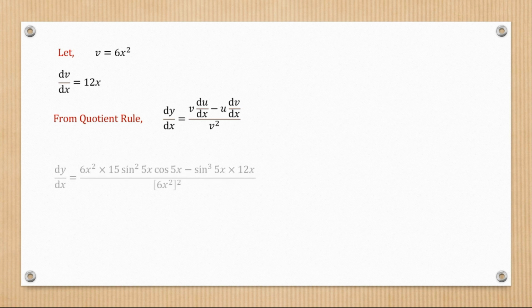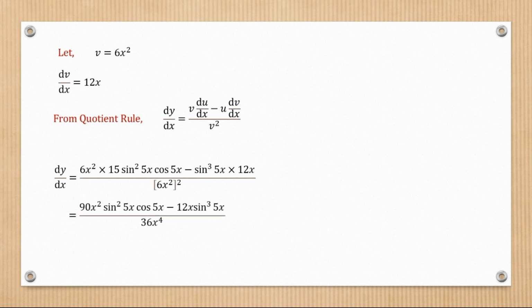Now we're going to let v represent the denominator, so v is going to be equal to 6x squared. So dv/dx is 12x. Now that we know what dv/dx is, what du/dx is, what u is, and what v is, we're going to use the quotient rule. So we substitute the values into the quotient rule, and this is what we end up having.